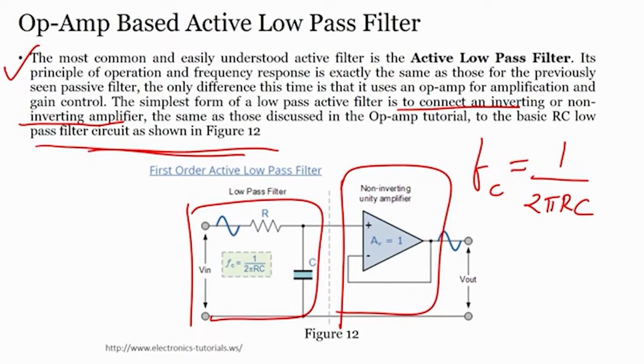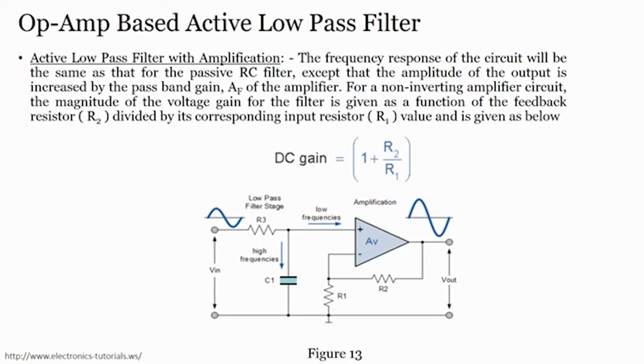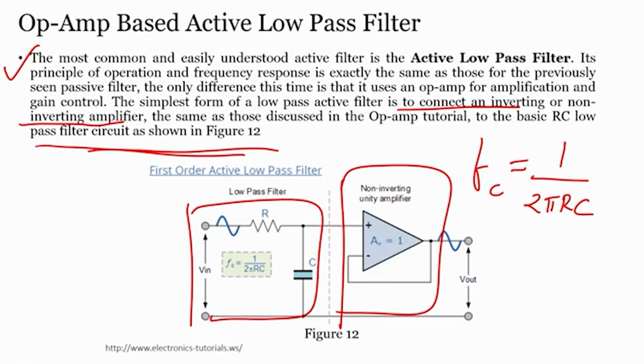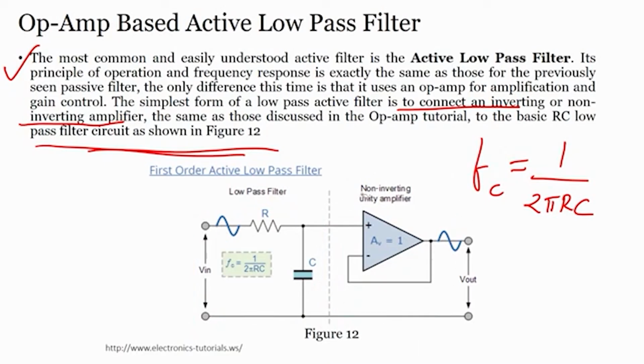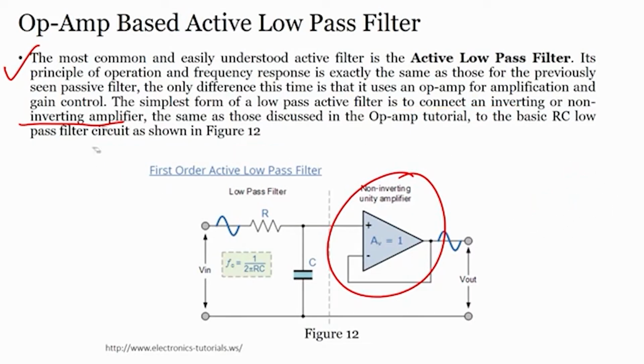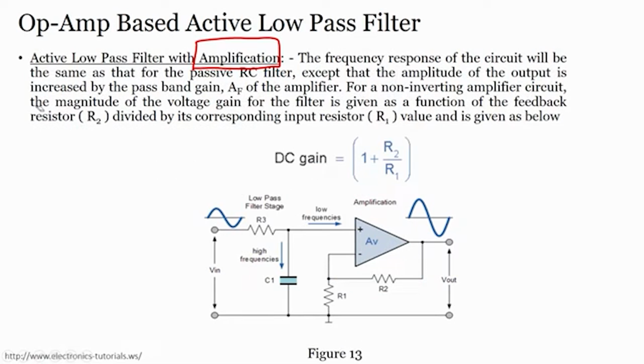So, let us go to the next slide and see how the op amp based active low pass filter works. With a unity gain amplifier there is no amplification; you cannot do any amplification. But if you want amplification, then you have to connect the op amp in the configuration shown here. The frequency response of the circuit will be the same as that of the passive RC filter.